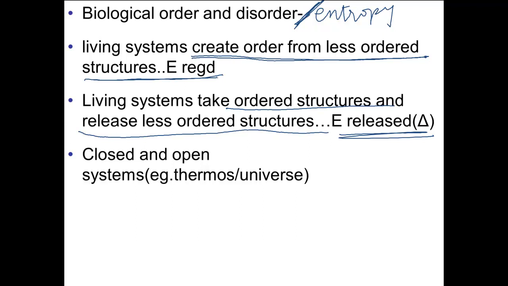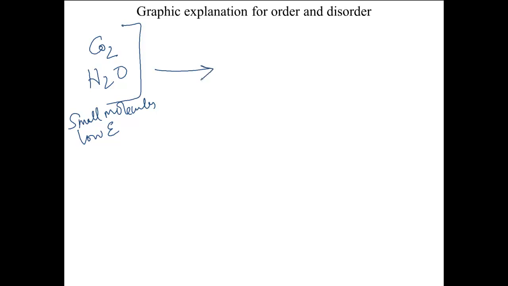When I'm saying they can create order from less ordered structures, okay. Now, I have carbon dioxide and I have water. Now, these are smaller molecules, low energy molecules. And these can be put together to give me my glucose. Now, suddenly there is some amount of structure and order to it. It can look like this. This is your simplified form of glucose.